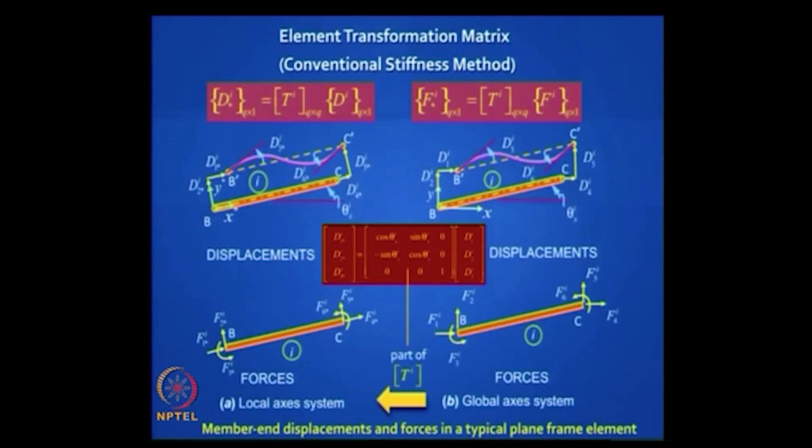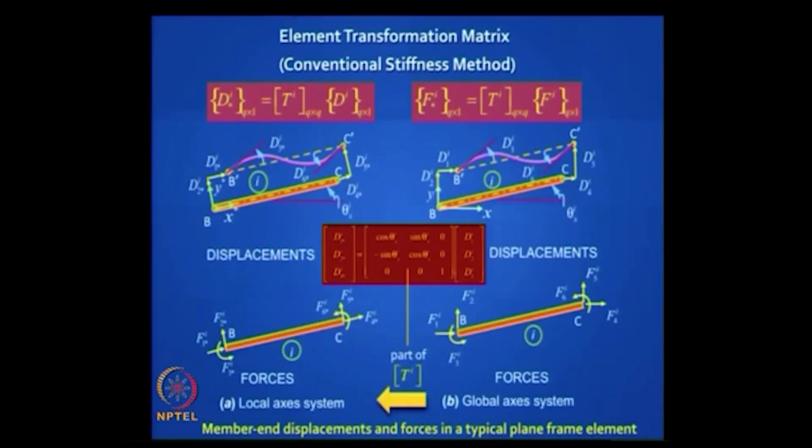Now take a look at these relationships. This is exactly the relationship we wrote there. This is the fundamental transformation matrix used in the conventional stiffness method. It's very easy to remember. You have a cosine and you have a sine. Everything is positive except the second element for obvious reasons. So you have cos theta and minus sine theta.